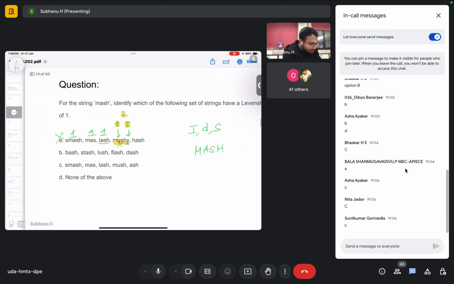I think the correct answer is C, because smash is 1, mas is 1, lash is 1, mush is also a substitution, which is 1, ash is 1. So I think C is the correct answer. Nita, Jadhav, and Asha also gave the correct answer. Thanks all for trying to solve this.